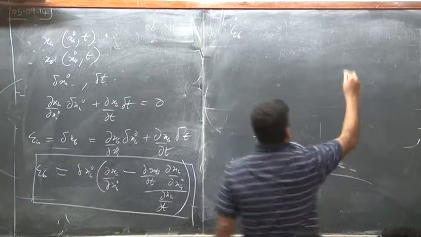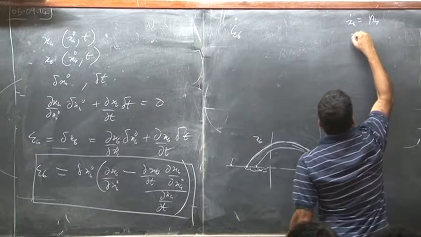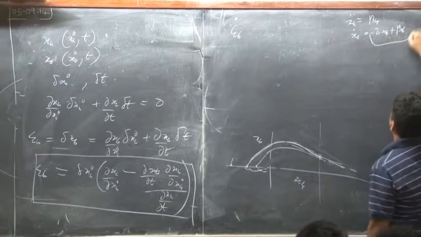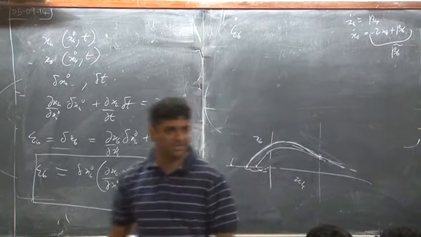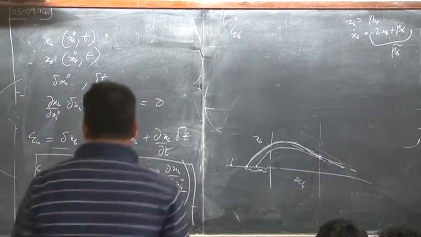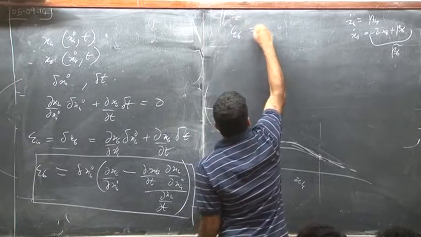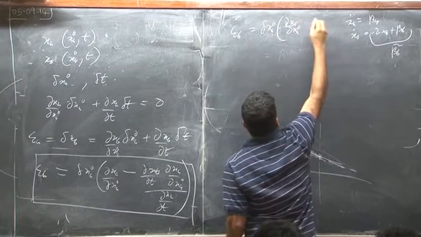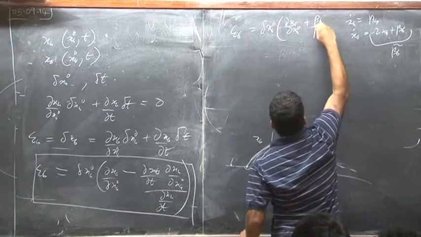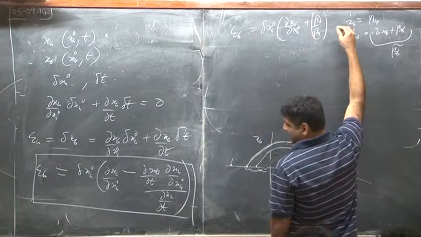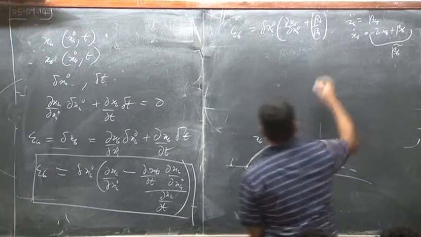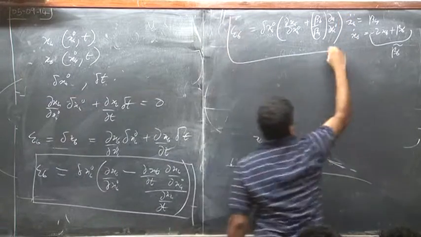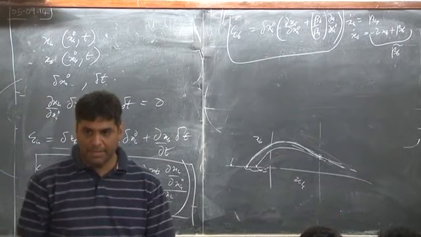It's the beta. Okay, so we have written x4 dot is equal to beta 4 and x6 dot we have written is equal to minus 2x6 plus beta 6. In this algebra, it's very inconvenient to differentiate this. We call this beta 6 a combination of these two things, and then later substitute beta 6. Okay. So, zeta 6, let's first try to get a formula. Zeta 6 is equal to delta x4 naught into del x6 by del x4 naught plus beta 6 over beta 4, that's del x4. Okay, this is the definition of zeta.